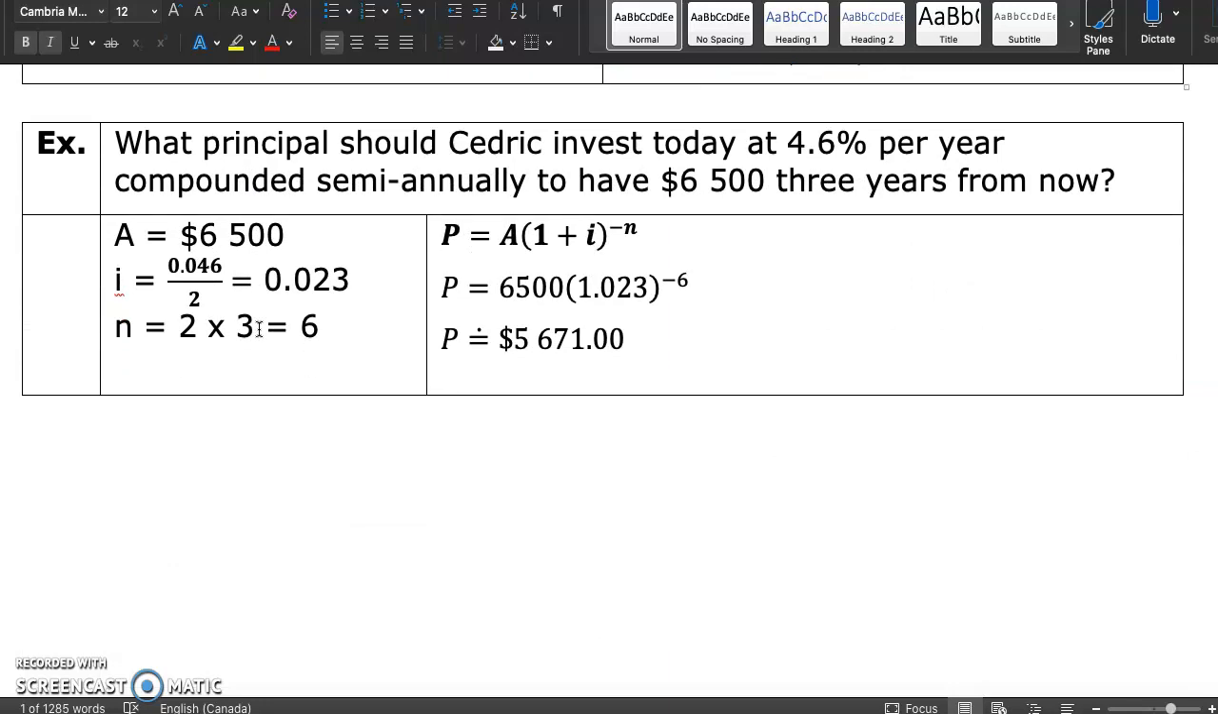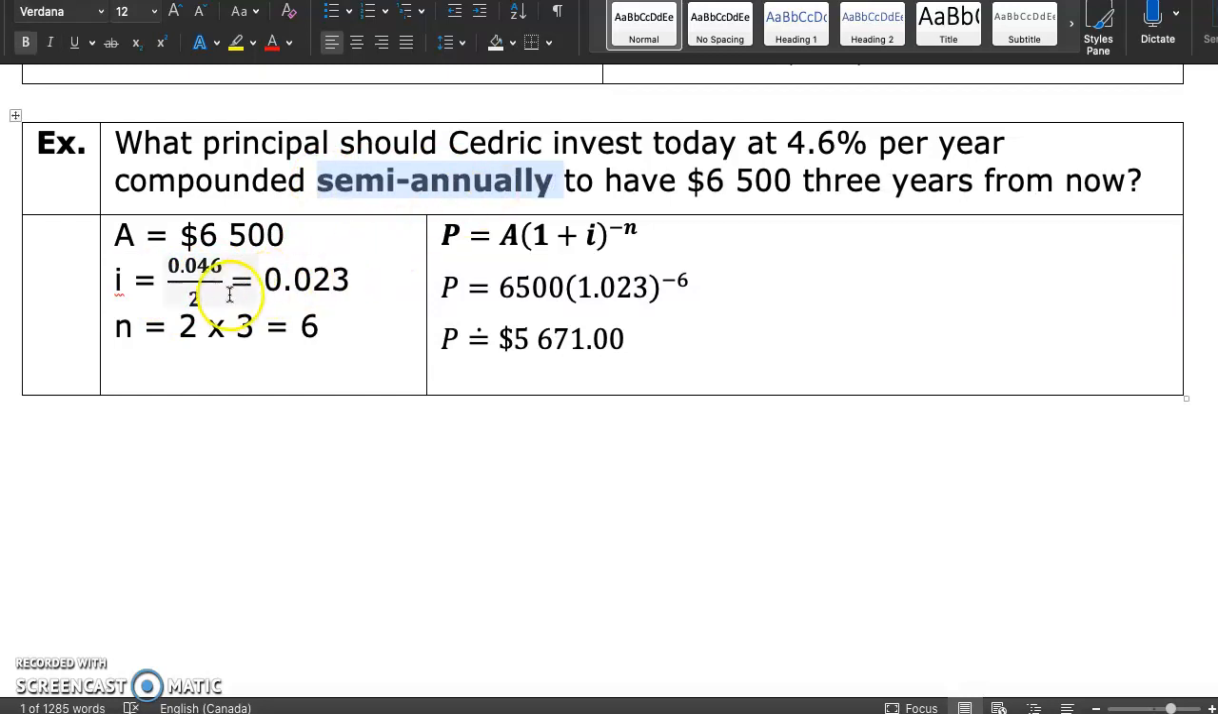All right, what principal should Cedric invest today at 4.6% per year, compounded semi-annually to have $6,500 3 years from now? So the amount is $6,500. That's what we want to have at the end of the investment. This is our first opportunity to look at changing compounding calculations. Semi-annually refers to how many times it's calculated per year.